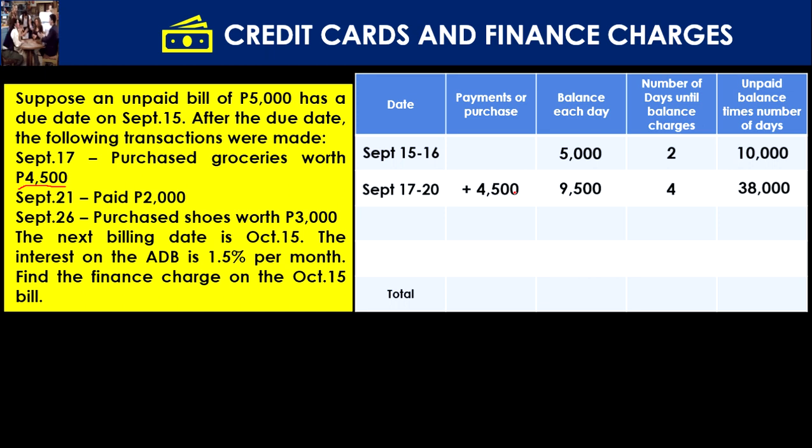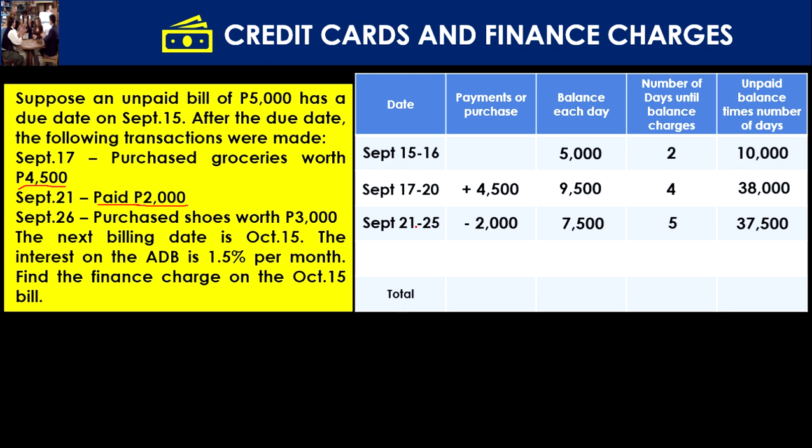On September 21, you pay 2,000 pesos. Since you paid 2,000 pesos, you subtract that from your balance. So 9,500 minus 2,000 is 7,500. From September 21, September 22, September 23, 24, and 25, you still have that balance of 7,500. So we have 5 days. 7,500 times 5 is 37,500.